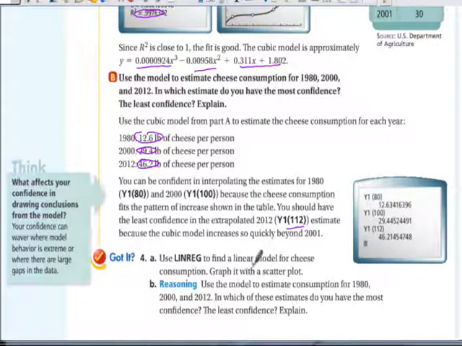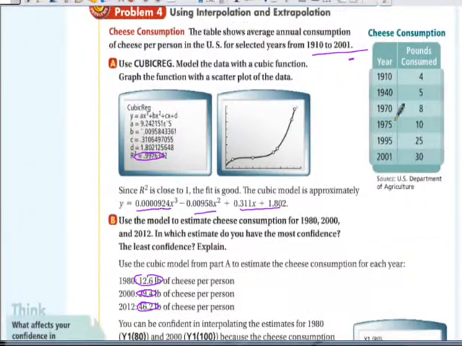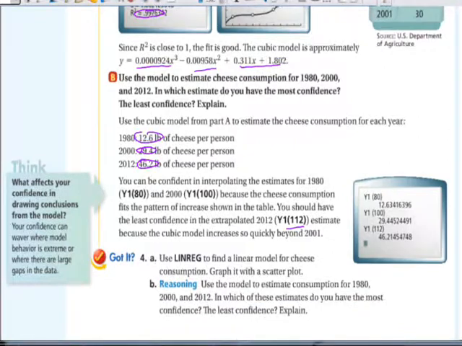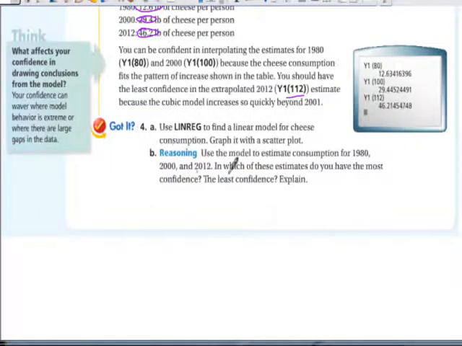Okay, let's take a look here at number 4. Use linear regression to find a linear model for the same cheese data. So same data that you've already put in, but instead of using a cubic regression, go ahead and use a linear regression. Graph that with a scatter plot, and then use that model to do the same estimates. Which of these estimates do you have the most confidence in, least confidence in, and explain. So same thing now, just with a linear regression. Go ahead and pause the video and do that now.